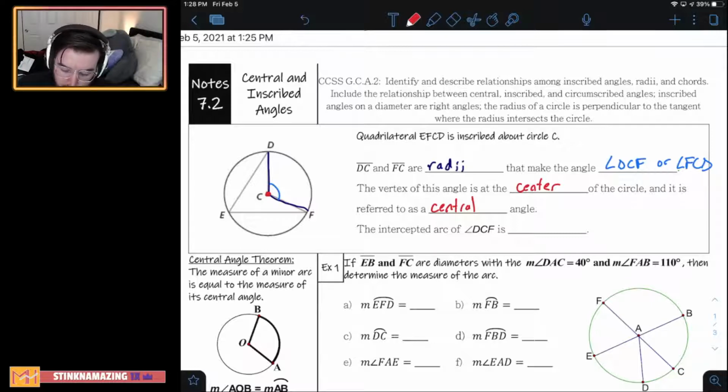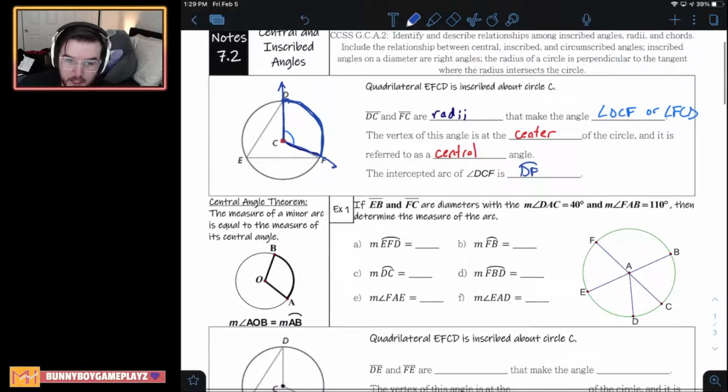The intercepted arc, intercepted being like a fancy word for where it intersects, right? Where it touches. When this angle opens up, we're intercepting the arc D to F. You see that? When the arms sprout out, they connect with the circle and form this arc DF. Okay?